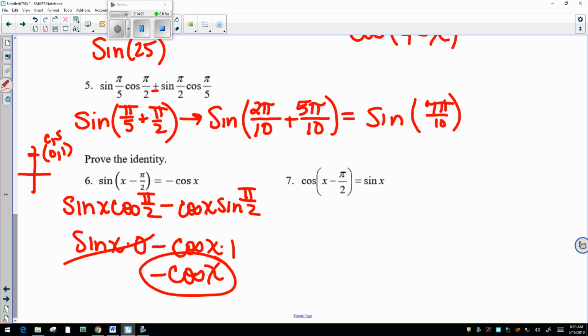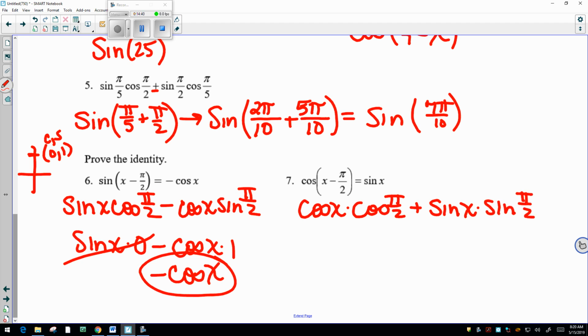Okay, we'll try another. So we're dealing with cosine this time, so I want to think cosine formula. It always goes cosine, cosine. My sign switches. Okay, so we have cosine x, cosine of pi over 2, switch my sign to adding, and now I get sine of x, sine of pi over 2.